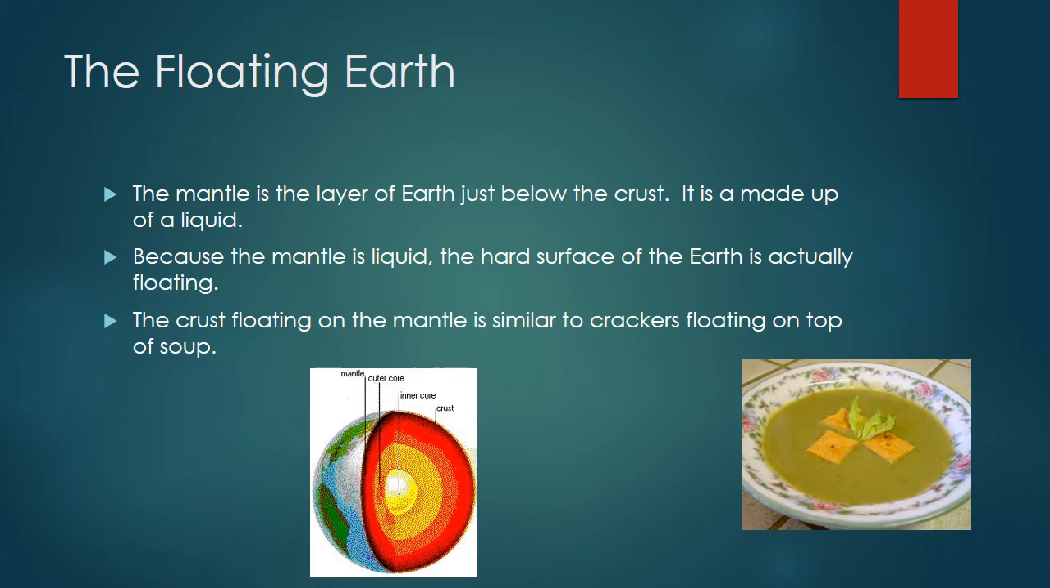Children, as I told you, our Earth's crust is broken up into pieces and it is floating on the mantle, which is in a liquid state. To give you an example of how it is floating, you can see here a picture of a soup, and on top of that we put crackers. If you take tomato soup, don't they put breadcrumb pieces over it? So the bread pieces are like our Earth's crust, and the soup is like the mantle, which is in a liquid state.